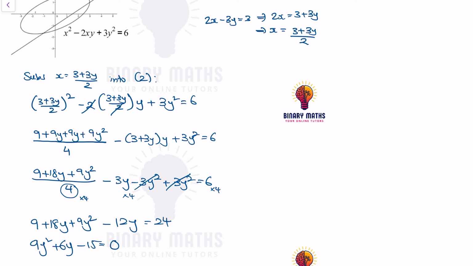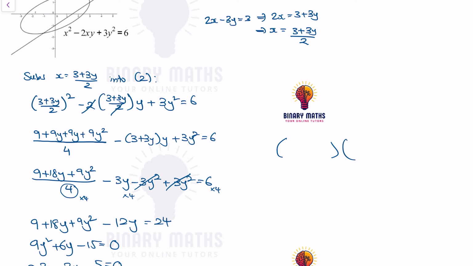So I end up getting this. And I realize there's a common factor of 3 running throughout, so I need to divide by 3. So I get 3y squared plus 2y minus 5 is equal to 0. So I got to a point where I need to factorize this. This looks like it's going to factorize. So if I factorize it, I'm just going to move here.